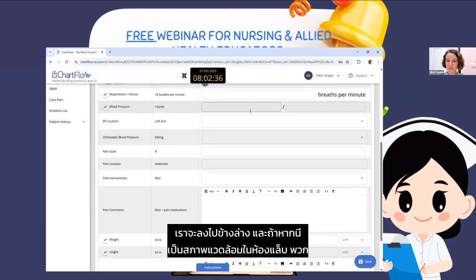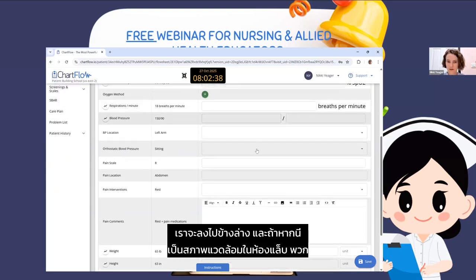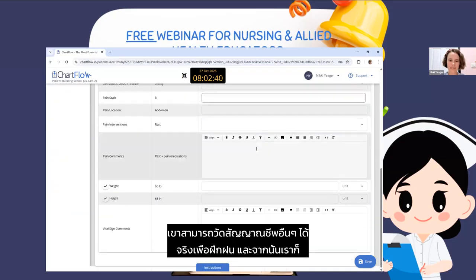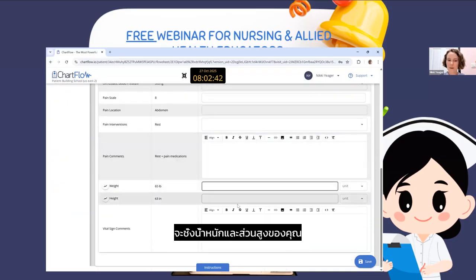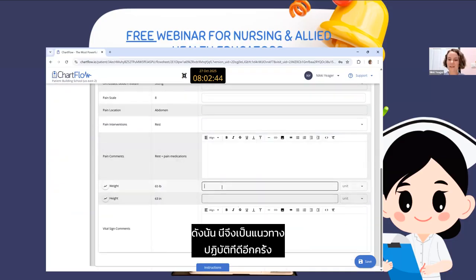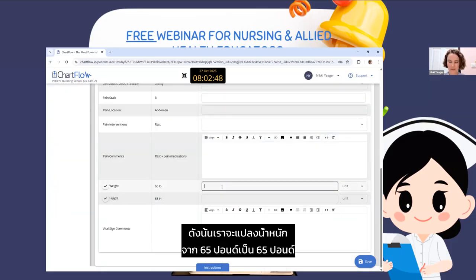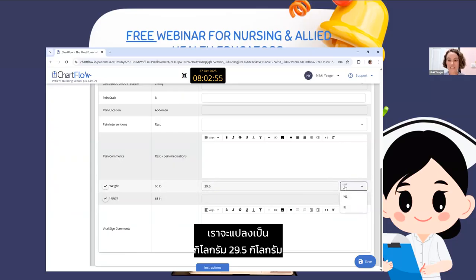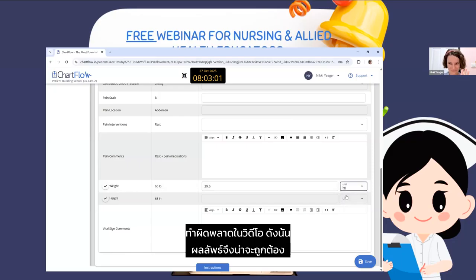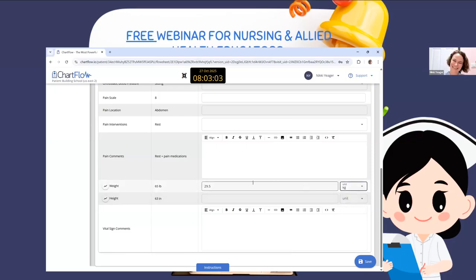We're going to come down, and if this was a lab setting, they could do the other vital signs for real to practice. And then we have your weight and your height. So again, this is just good practice. So we're going to convert that weight from 65 pounds. We're going to get it into kilograms, 29.5. I did do these calculations beforehand because I did not want to make a mistake on video. So they should be accurate.